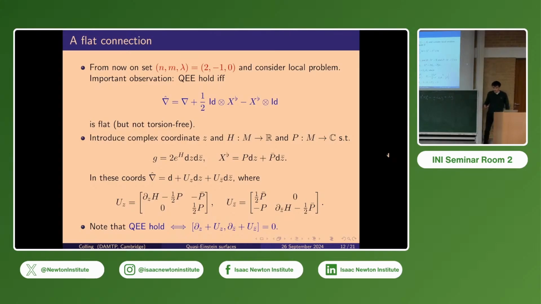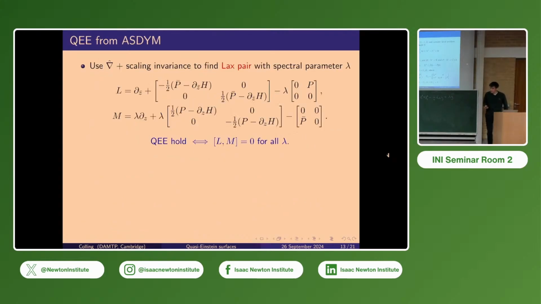And in fact, we can turn this into a Lax pair with a spectral parameter lambda by exploiting a scaling symmetry of these quasi-Einstein equations in these coordinates. If we scale z by epsilon and p by 1 over epsilon, and then p bar by 1 over epsilon and z bar by epsilon, then X is unchanged, so the quasi-Einstein equations are unchanged. But at the level of these operators, this is a non-trivial transformation, which allows us to introduce a spectral parameter. And then we get the following Lax pair.